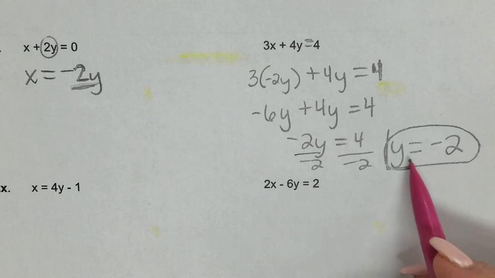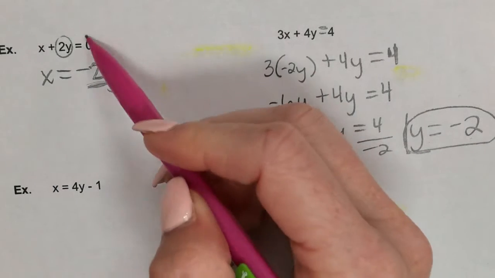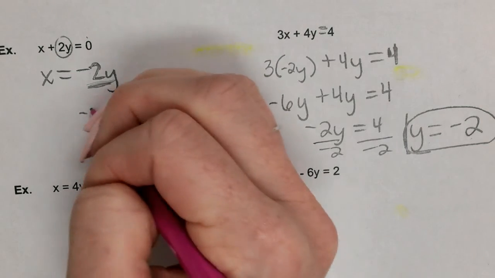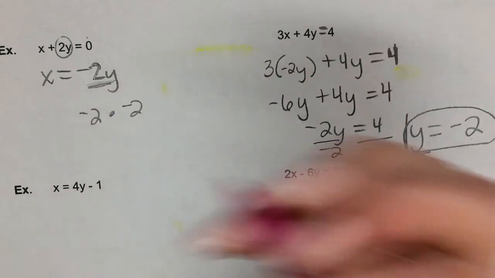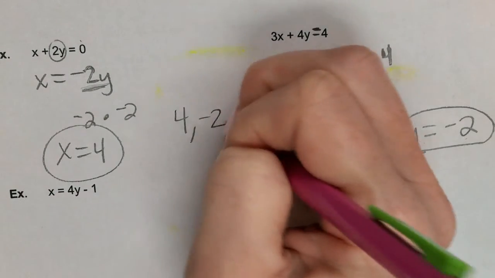Now what am I going to do with this? Plug it in for, which one would be easiest to plug it into? The one that I've already isolated. Okay, so negative 2 times negative 2 is positive 4. So 4 comma negative 2.